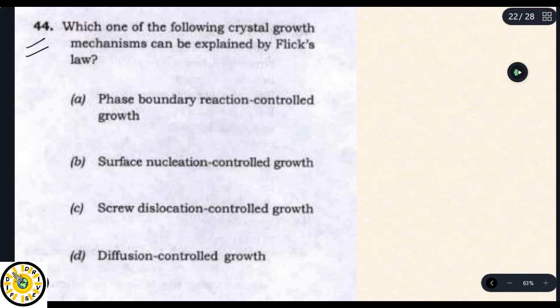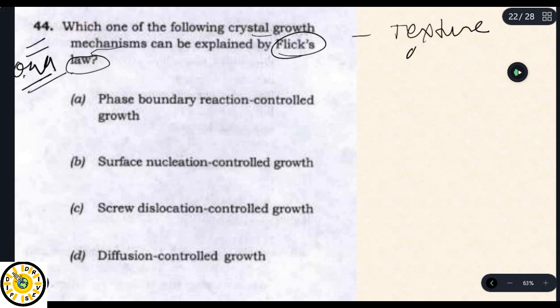44 question. Question number 44. Let's read it first. Which of the following crystal growth mechanism can be explained by the Fick's law? ठीक है, क्रिस्टल ग्रोथ मैकेनिज्म नॉर्मली आपको टेक्सचर पे मिलेगा, टेक्सचर ऑफ इग्नियस रॉक, हाउ द ग्रेजुअली क्रिस्टल ग्रोथ हैपनिंग फ्रॉम द न्यूक्लिएशन, है ना, फ्रॉम द न्यूक्लिएशन and the explained by the Fick's law.